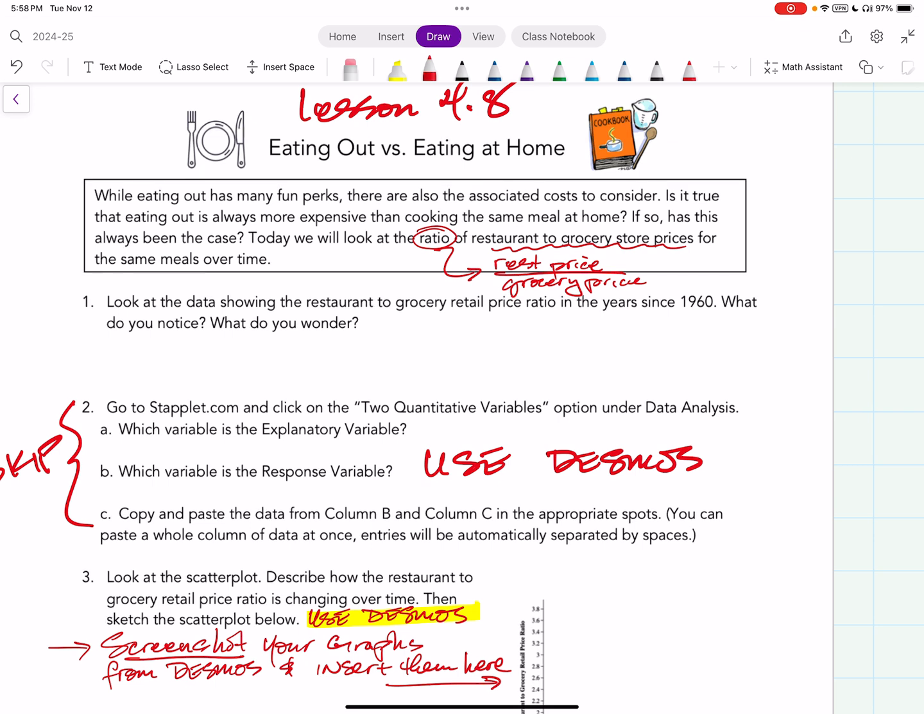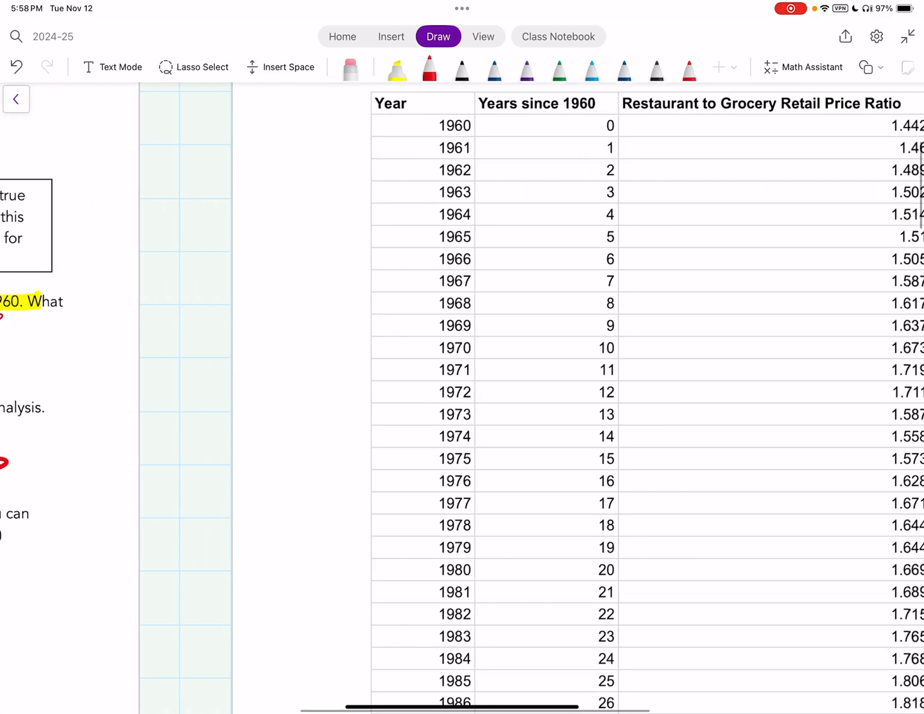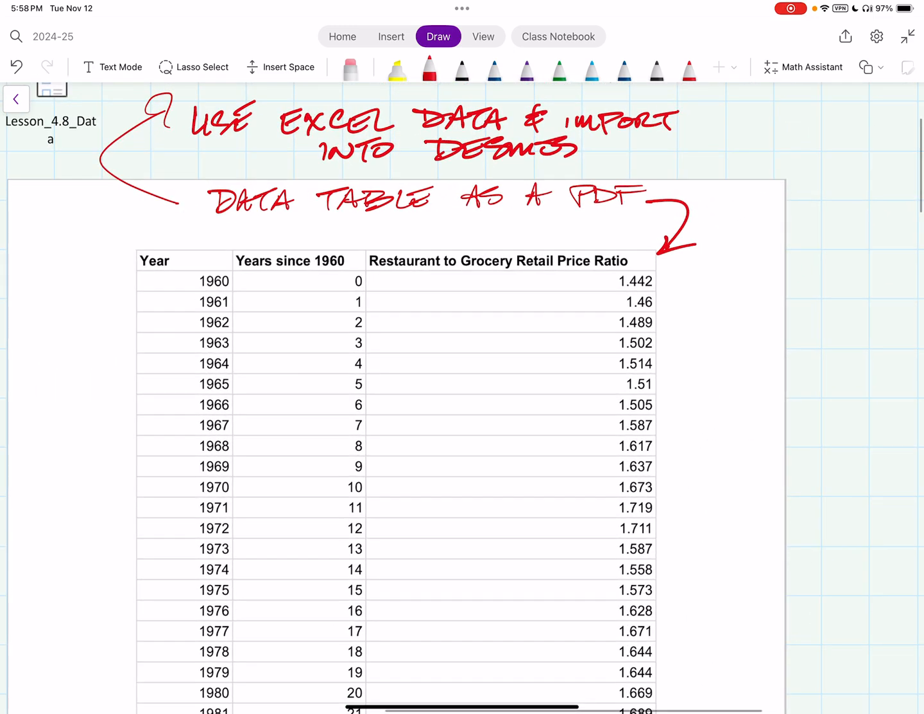It says, look at the data showing the restaurant to grocery store retail price ratio in the years since 1960. So this right here is important. We're referencing 1960, so that's at x equals 0 right here. And what do you notice, what do you wonder? Well, you've got to look at the data to answer that question.